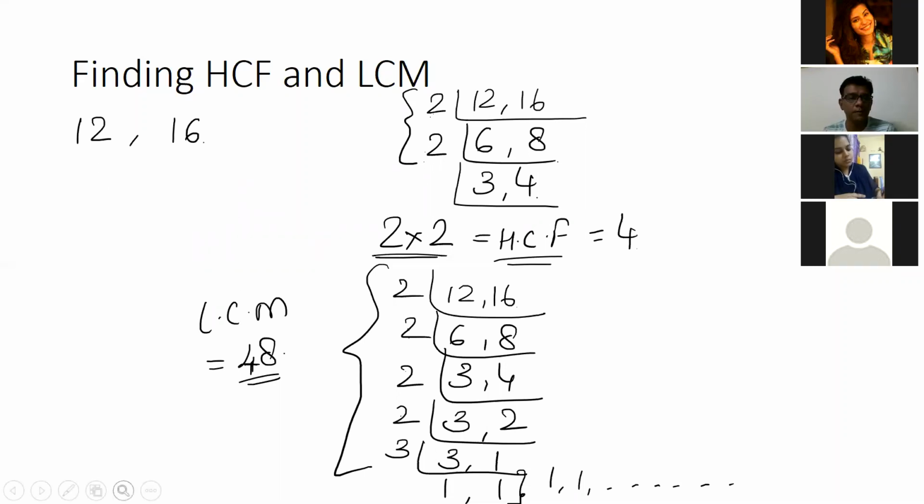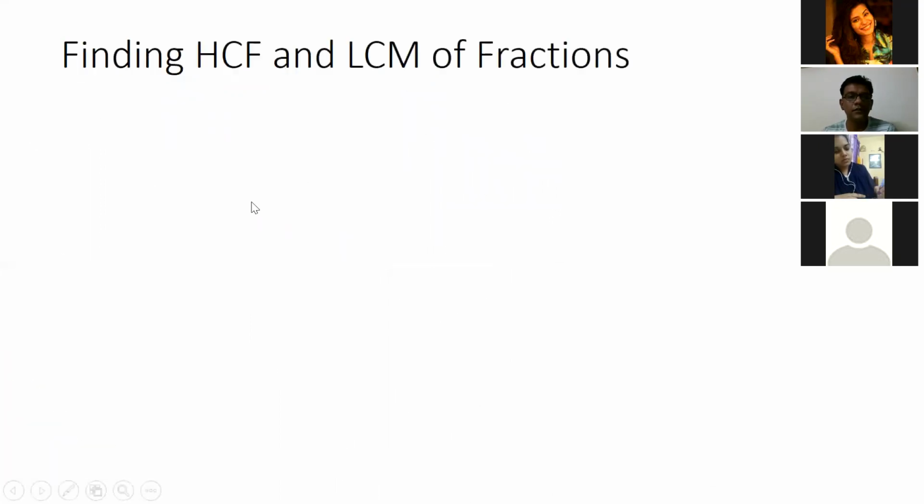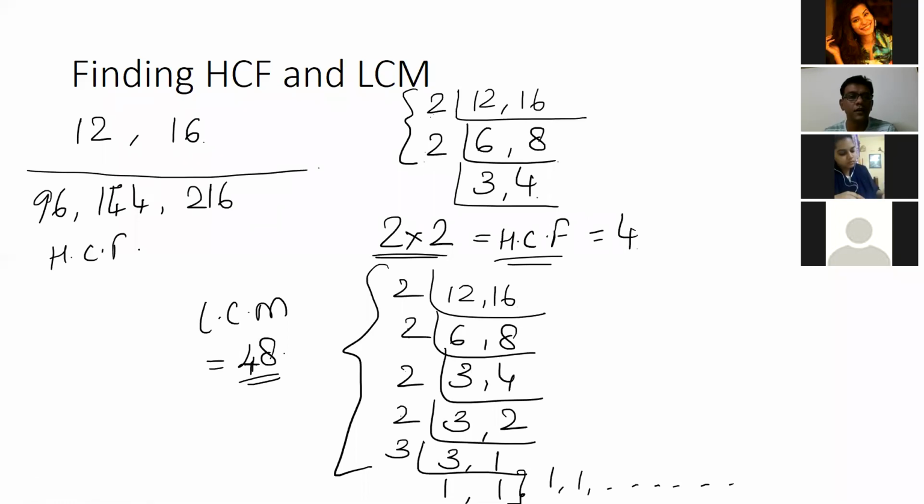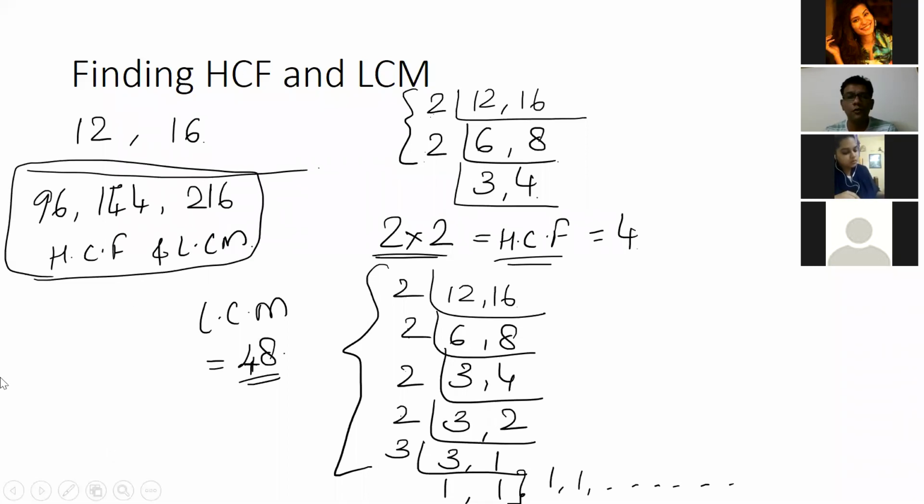So let me quickly give you another. You guys have to tell me this, okay? So if I'm giving you 96, 144, and let's say 216, can you tell me what is the HCF and LCM of this? 96, 144 and 216.